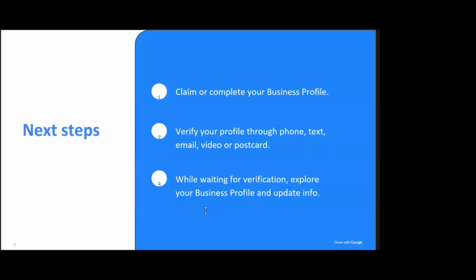So what are the next steps at this point? Well, one is if you don't even have your business profile, you need to claim or complete your business profile. And then at that point, you need to verify your profile through either phone, text, email, video, or postcard. But you either have to have a business where people come to you or you go to them. If you're just an online only business and nobody can come to your location, you are not eligible, in which case maybe consider making your own website. While you're waiting for that verification, you can explore your business profile and update the information. It just won't go live until the business is actually verified.